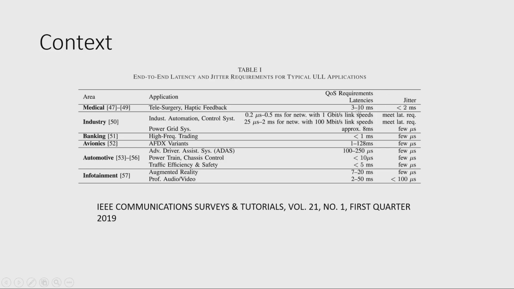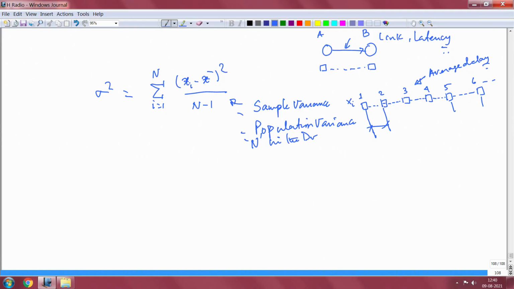So, you can see these are all average numbers. But if you go down a little bit to the automotive applications, you will see that things are in microseconds, not even in milliseconds. Jitter has to be very close to microseconds, and this is a very important requirement. Now, do the wireless technologies that we are discussing actually support this? That is the question. That is the link to what I was trying to tell you.